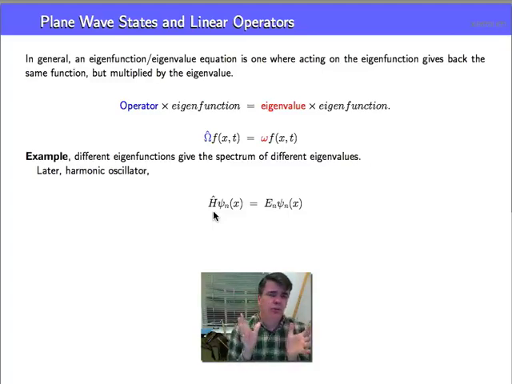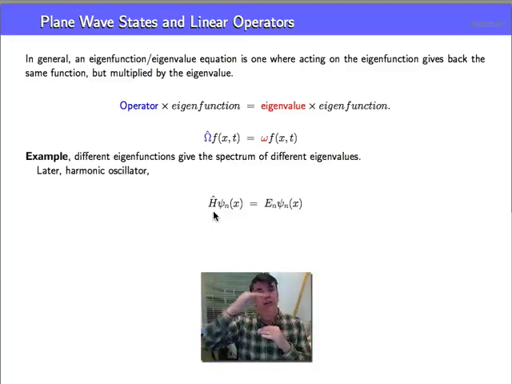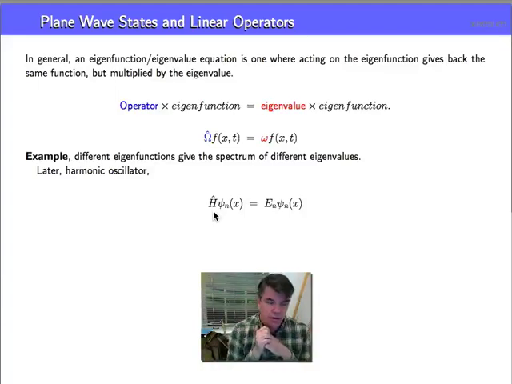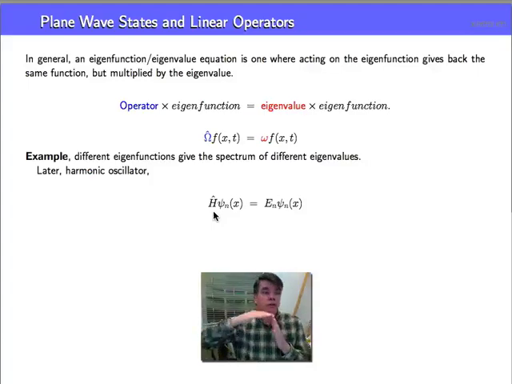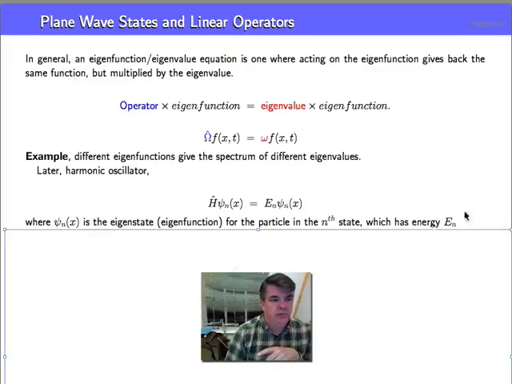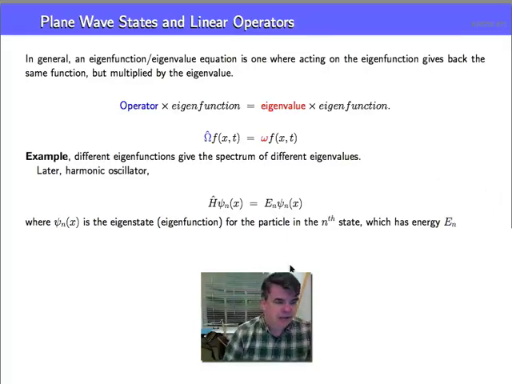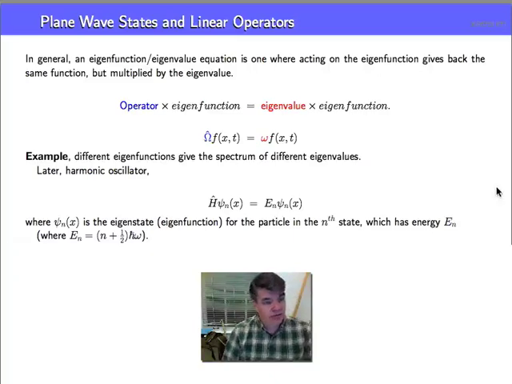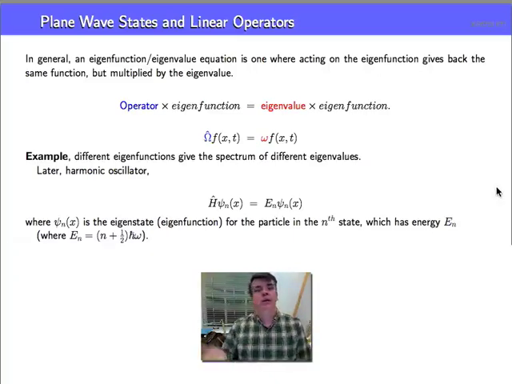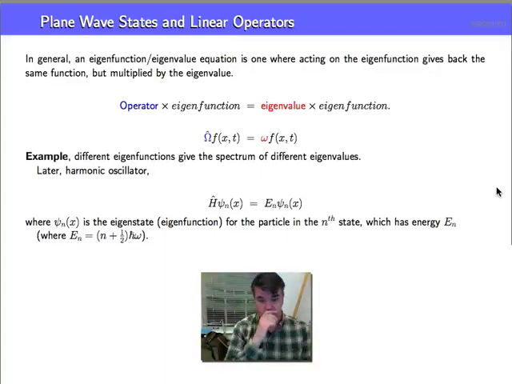Now, this is sort of like the Bohr model, where we have different energy levels for an electron orbiting a proton in a hydrogen atom. In the harmonic oscillator, the particle can be in different discrete energy levels, as we'll see, and n indicates which level it is. So we say that psi sub n is the eigenstate or eigenfunction for the particle in the nth state, which has energy E sub n. And in case you want to know, the energy in this particular case turns out to be (n plus a half) h bar omega, where n runs from 0 up to infinity, and it's an integer, of course.